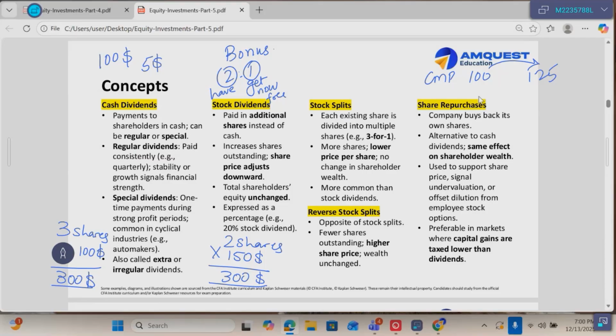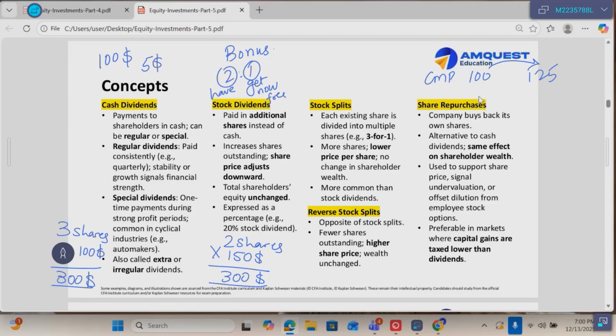So the company buys back its own shares. It is an alternative to giving cash dividend. It has the same effect on shareholders' wealth. It is used to support share price, signal undervaluation, or offset dilution from employee stock options. So we'll discuss these points.